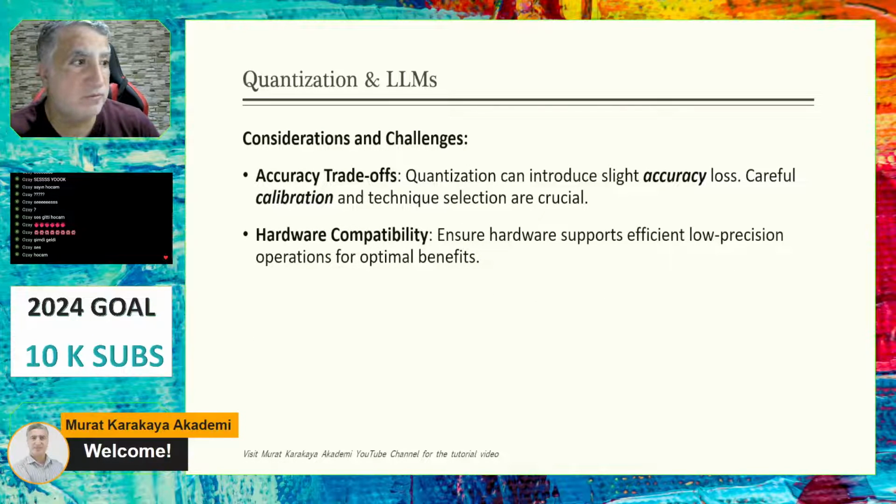So what is at risk? Of course, the accuracy trade-offs. Quantization can introduce slight accuracy loss, but if you apply careful calibration and technique selection, you can remove this risk or minimize it to a certain level. And there is also some discussion about hardware compatibility according to the underlying GPU architecture.